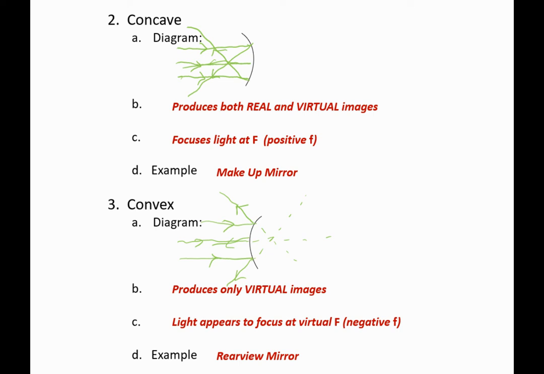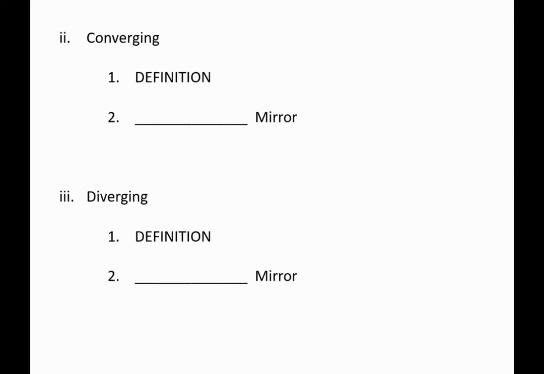Okay. Are we ready? So we're going to get to the definitions of converging and diverging. Converging means it is an optical device that actually focuses light. The light actually comes together at the focal point. So which shape of mirror did we have that converged or brought the light actually together? Concave. Absolutely.